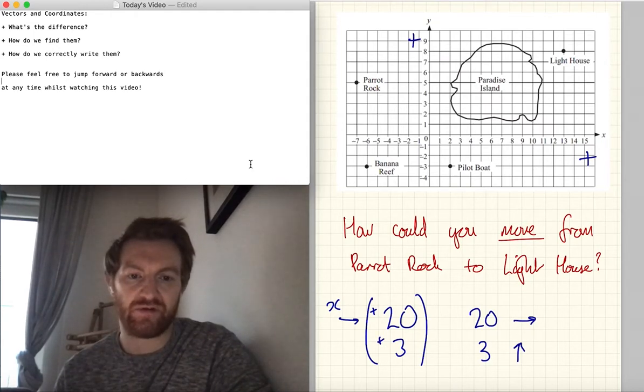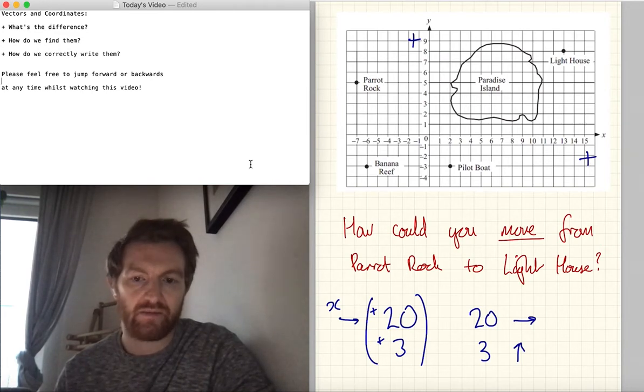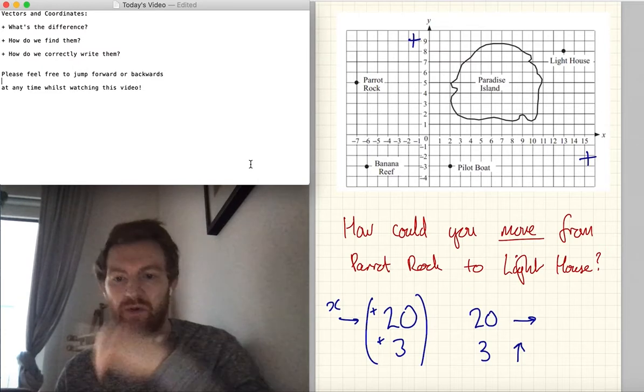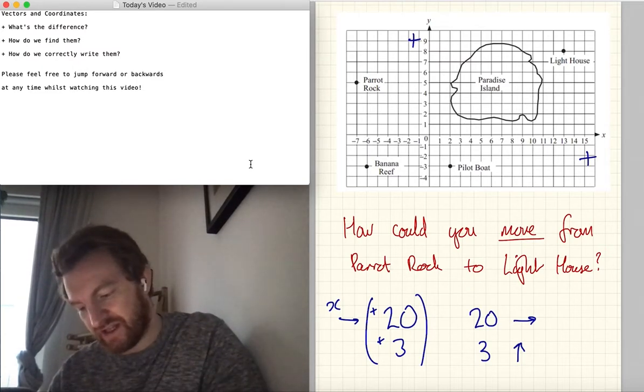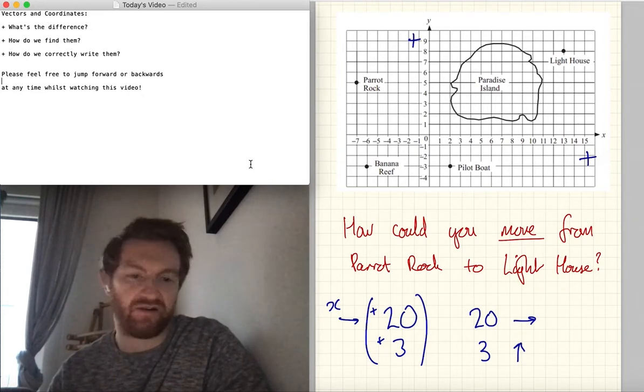So how can you move from Parrot Rock to Lighthouse? Well, it's positive 20, positive 3. We write them one on top of each other. We don't write them as a fraction. So it's not 20 over 3. It's not that, because it's not a fraction.